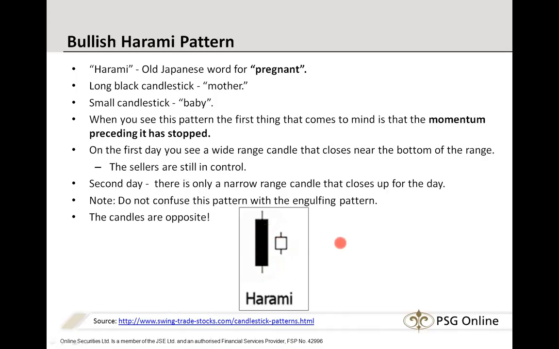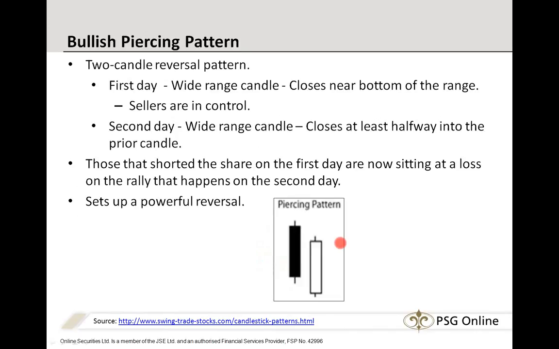Okay, let's move on to the bullish piercing. This is one of my favorite indicators, together with the bullish engulfing. Also a two-candlestick pattern. On the first day, we have a very long-range candle, that's where we opened, that's where we closed, with short little wicks or shadows on each side. So the sellers are in control. That's what we're talking about here.